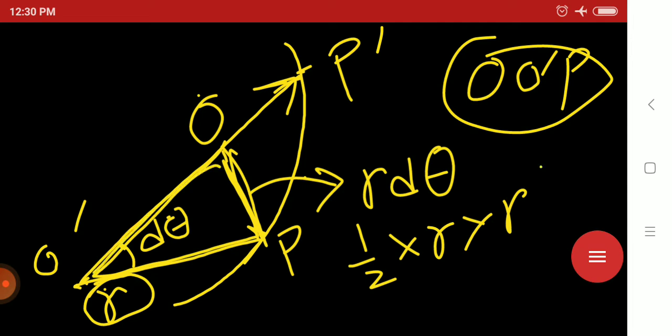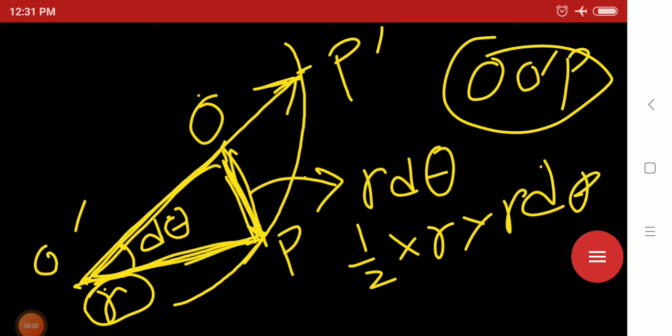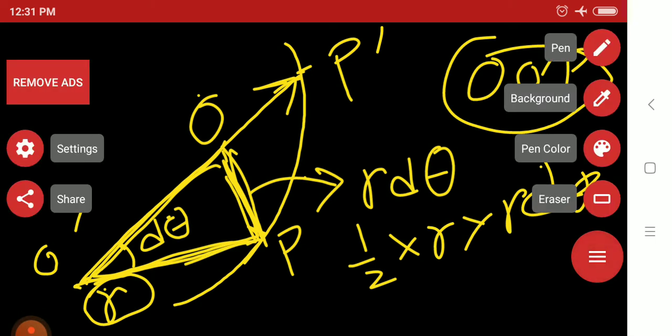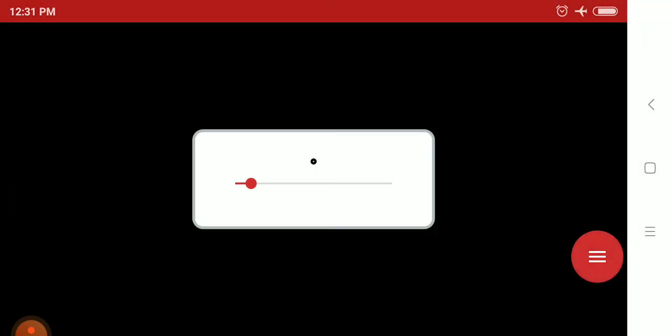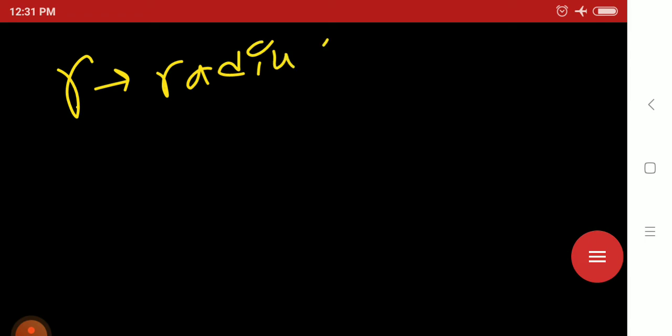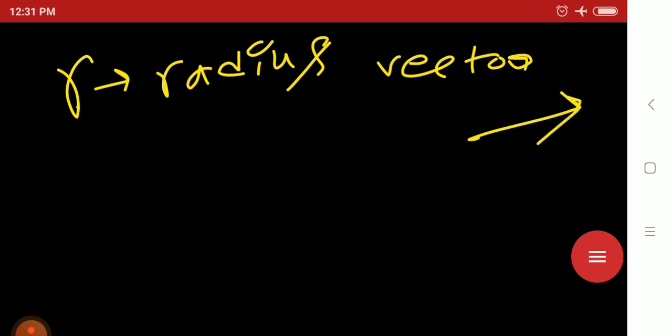What amount of area is the radial vector sweeping? This triangle is given by half r square d theta. Half into base into height is the actual area of the triangle, so half r square d theta. We will discuss this from this figure. The area swept by the radius vector r, I am actually taking the radius as a vector here.